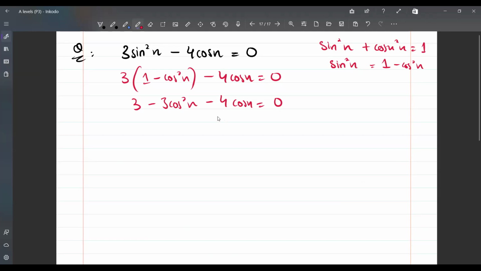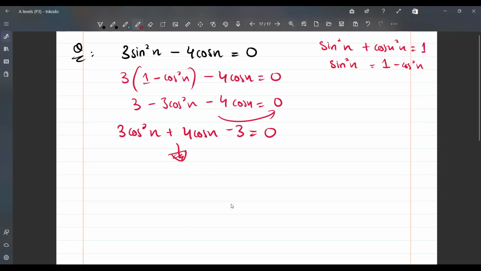And if we shift everything there, we get 3 cos square x plus 4 cos x minus 3 is equal to 0. Notice that this turns out to be a quadratic equation. So we are simply going to solve this quadratic equation. I'm not solving it here, but you will surely have to solve it in your exam, because this is not the concept I'm trying to teach right now.